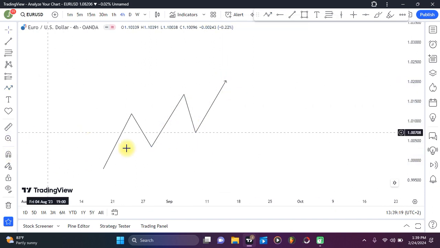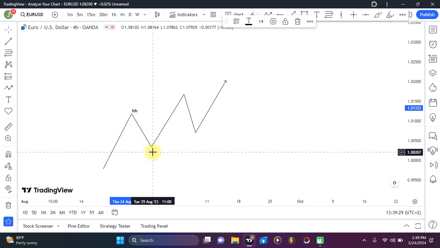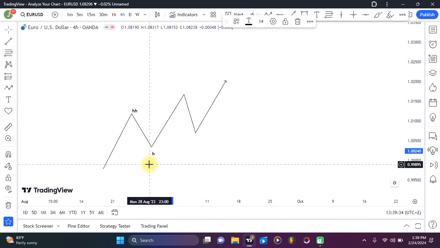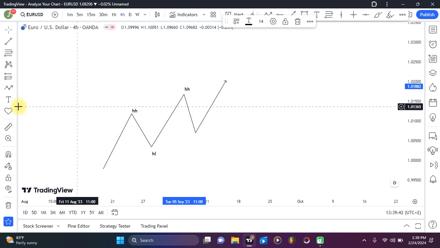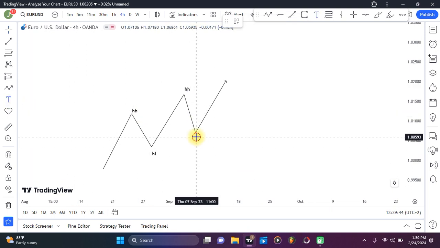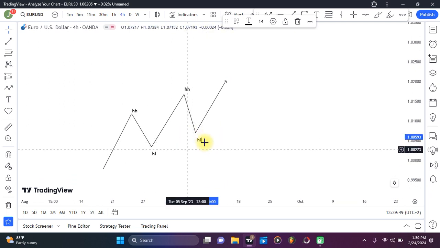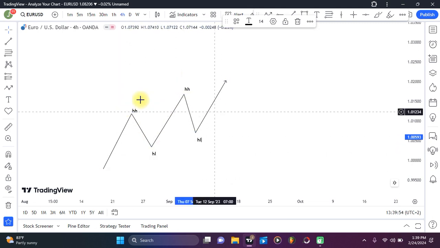Now let me label this trend over here. I'm going to label it as higher high. This one is our higher high, and this one over here is going to be our higher low. This one over here is again our higher high, and this one is also our higher low. So we are saying these are higher lows because the subsequent low is higher than the previous one, same as the highs of this upward trend.